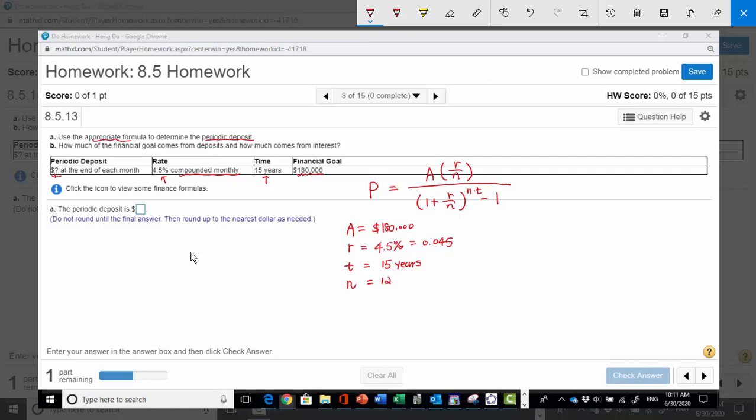So now we have all the pieces we need to calculate the amount of periodic deposit. P will equal 180,000 times 0.045 divided by 12, close parenthesis, and then the bottom, open parenthesis 1 plus 0.045 divided by 12, close parenthesis raised to 12 times 15, then minus 1. Now we're going to put this into the TI-84 to get the answer.